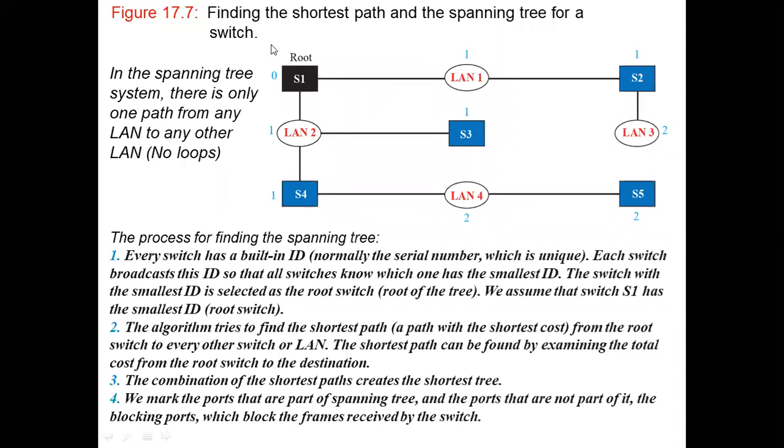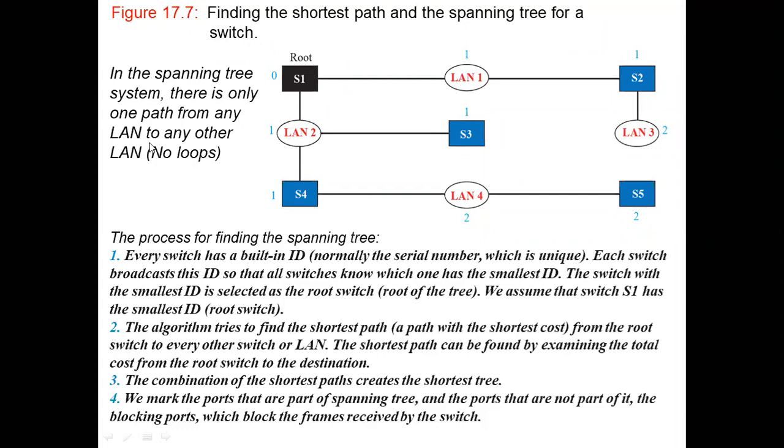architecture, you have written the hop count, next is to find the shortest path and the spanning tree for a switch. Okay, you have to find the shortest path and the spanning tree. In the spanning tree system, remember spanning tree in the sense there will be only one path from any LAN to any other LAN. We need to make sure that is the main objective, right? To find the only one path from one LAN connection to the other LAN connection, and that path should be of the shortest distance. Okay, so these are the two main objectives for us.